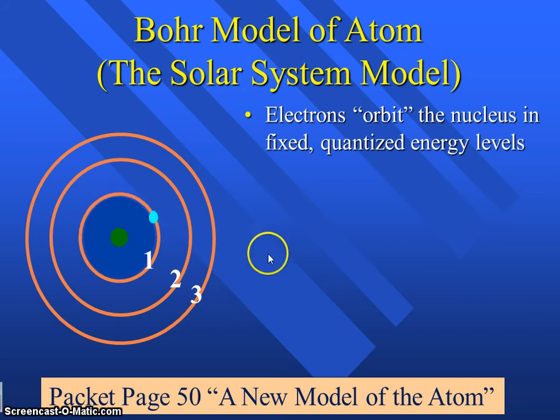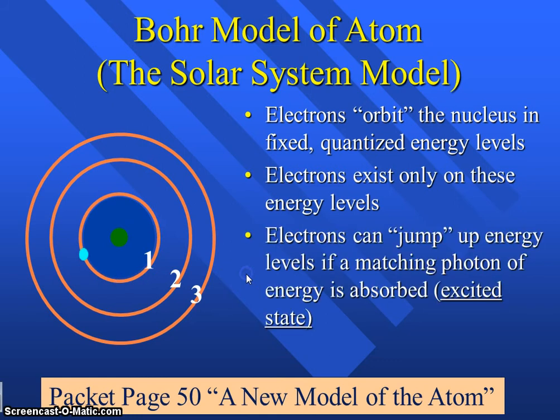So the idea is that we don't have random motion, we have just certain set energy levels that these electrons are in, and that would explain why they're only capable of giving off certain set amounts of energy, which is why we just get the line spectra as opposed to the continuous spectrum. So they're only going to exist on those energy levels.